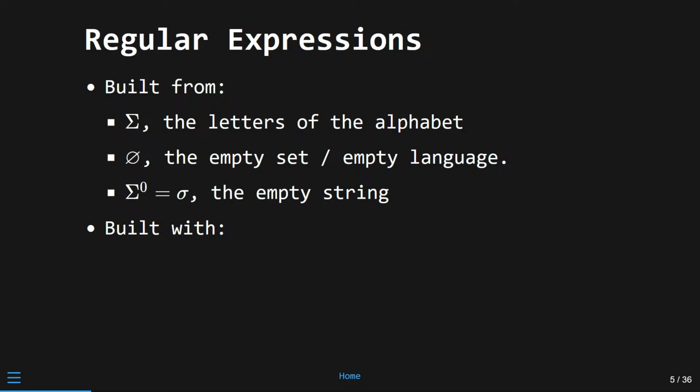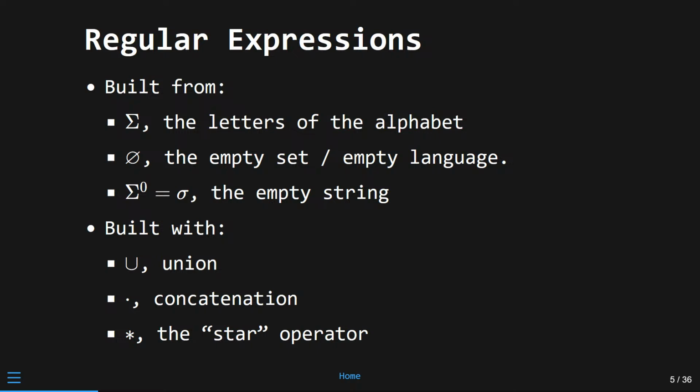And they are built from the same regular operations we've been working with. Union, star, and concatenation, which we constructed with disjoint union, among other operations. Okay.